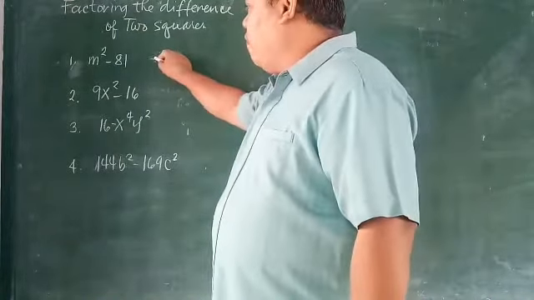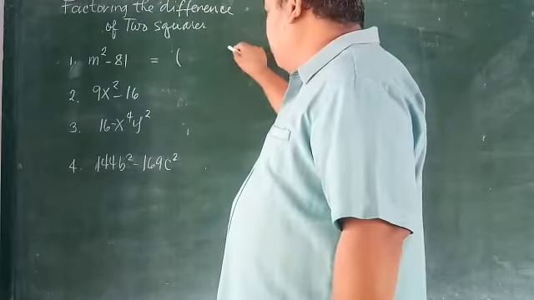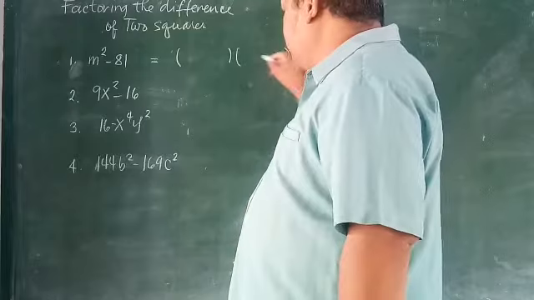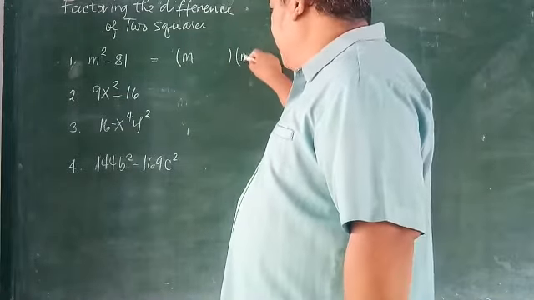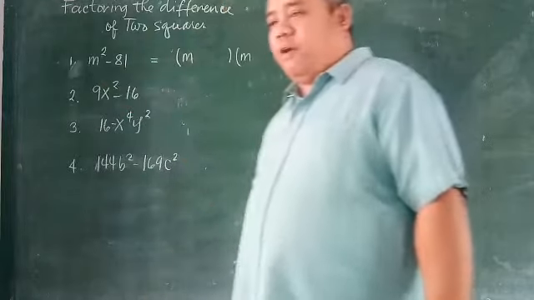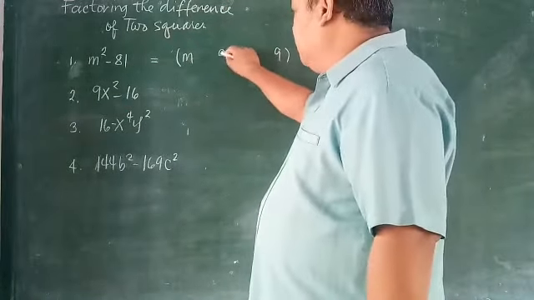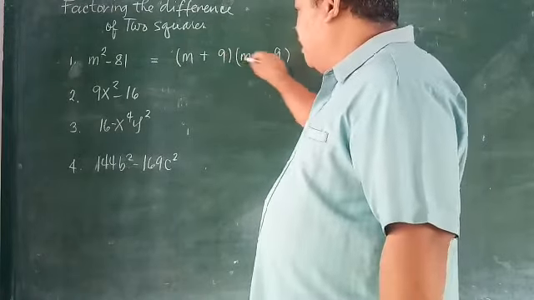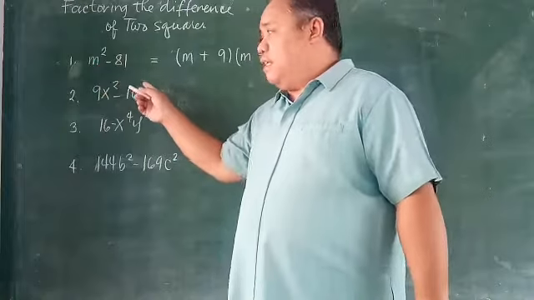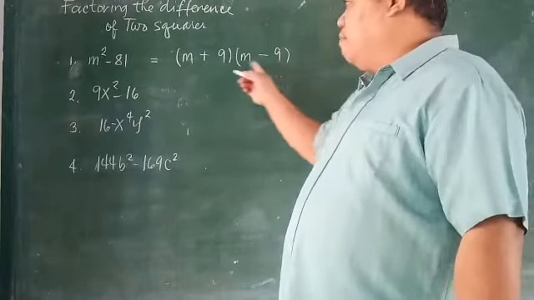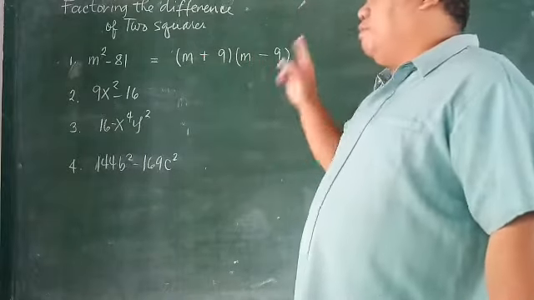So this time we're going to factor this one. We know that n squared is a perfect square, so we make two quantities. This n, we take its square root as n. And 81 is a perfect square, and the square root of 81 is 9. So the one factor is plus, and the other one is negative. See, the difference of two squares will give us the sum and difference of two terms.